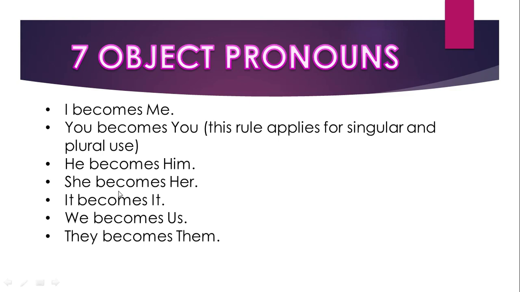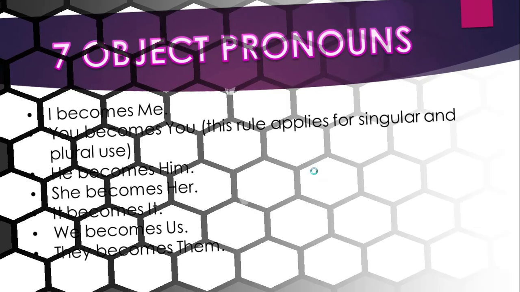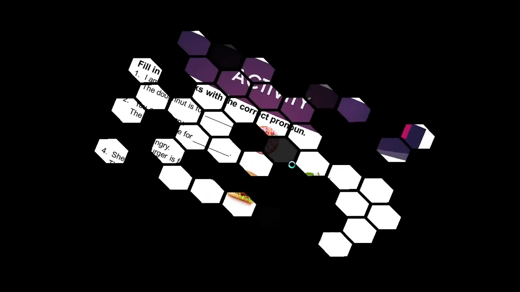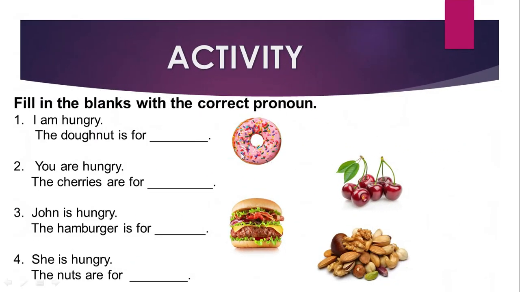We are going to solve an activity, and it will be very clear to you how I change I into me, he into him, and she into her at the object place. It will be easy for you. Okay, let's start the activity. First, you are going to solve it yourself, then I am going to share the answer with you. Fill in the blanks with the correct pronoun.